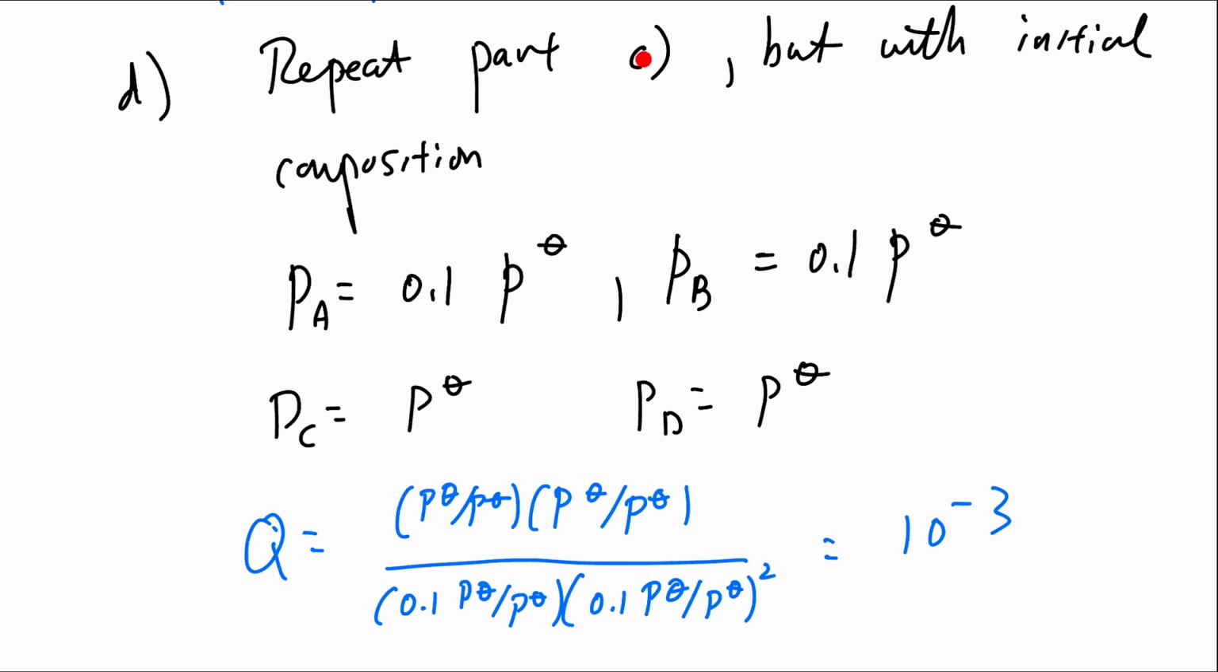But well, here it is. Repeat part C, but with an initial composition where I make the reactants only 0.1. Okay, and the products are 1. So I'm using 1/10 as well, a partial pressure that's 1/10 for the reactants.